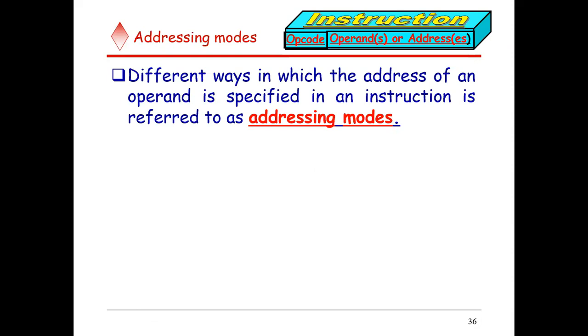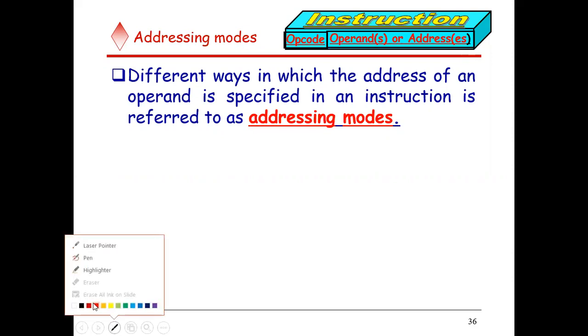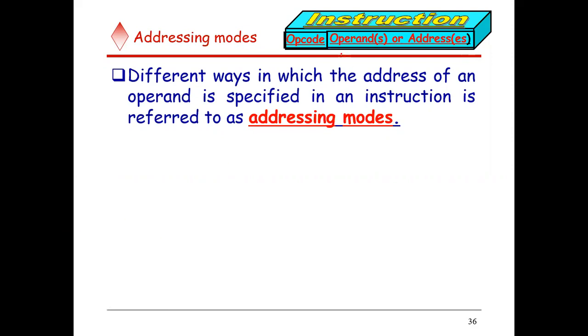So first of all, we'll get to know what is meant by addressing mode. The different ways in which the address of an operand is specified in an instruction is referred to as addressing mode. As you know, the instruction has two parts: one is called the opcode and the second is the operand. How you can represent an operand inside the instruction is called the addressing mode, the different ways you can represent an operand inside your instruction.